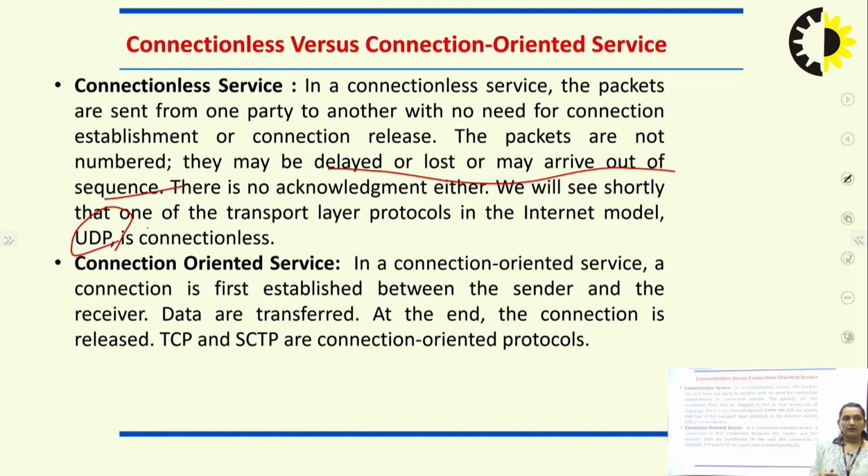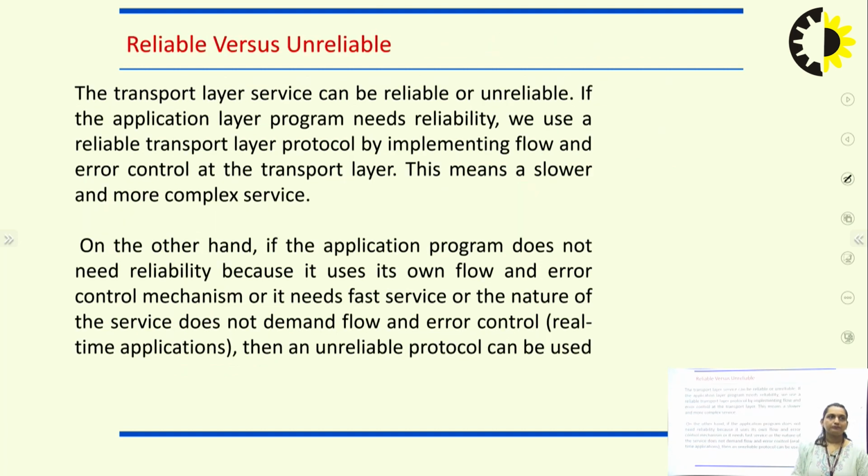Next is connection oriented service. In this service, the connection is first established between the sender side and the receiver side, and data is transferred. At the end, we release the connection. So we have connection establishment, data transfer, and connection release. These are the two protocols we will see in the transport layer: TCP and SCTP.